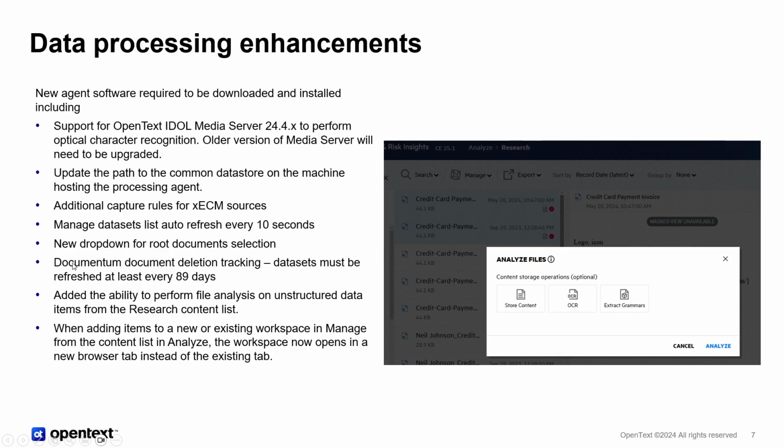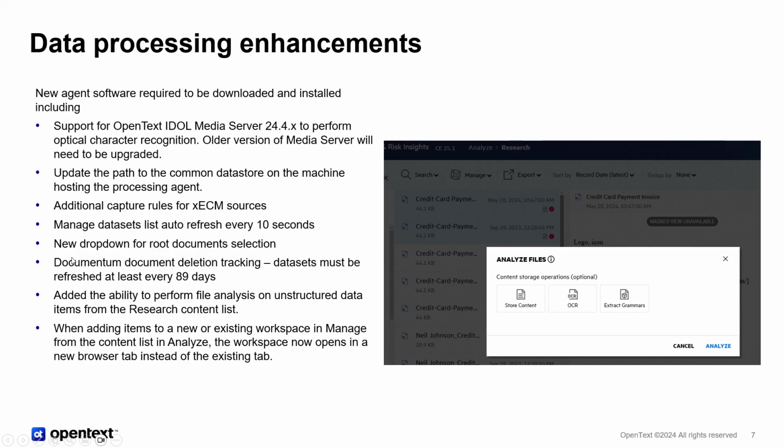In the previous version, we didn't track deleted documents. So when a document was deleted from Documentum and you ran an incremental scan, it wasn't removed from the index. There's a feature inside Documentum that keeps track of deleted documents for 90 days. And inside the new 25.1 agent, it will understand that. So when you do an incremental scan, it'll recognize that these documents have been deleted from Documentum and therefore clean them out of the index.